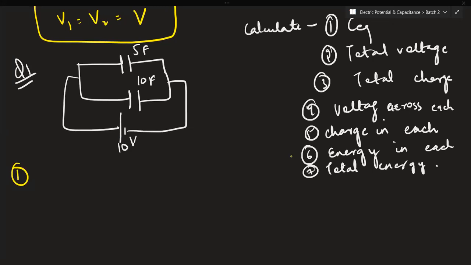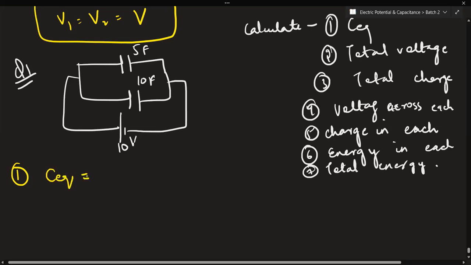Huzefa, you tell me, how do we write C equivalent for parallel combination? Just now you must have done it. You must have written it down, no? C equivalent. Is it 1 by C1 plus 1 by C2 or is it C1 plus C2? C1 plus C2, correct? So why didn't you answer, Huzefa? See, C1 plus C2 is what? This is 5 plus 10. This is 15 only, 15 farad.